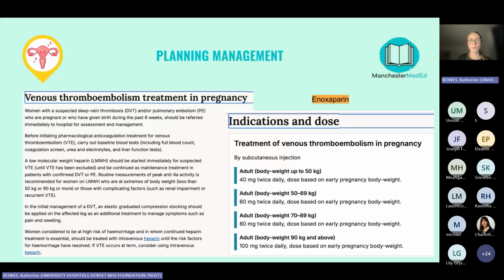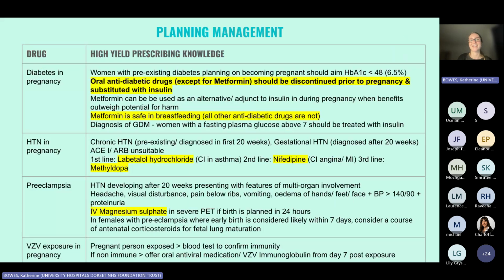Okay. All right, more planning management. So diabetes in pregnancy. So metformin can be used, insulin can be used, and that would be the main takeaway there. If you don't know the testing for gestational diabetes, if the woman has a fasting glucose of above 7, then they just go straight on to insulin.